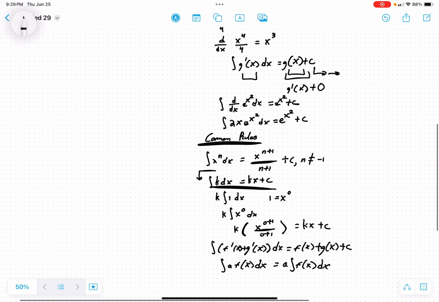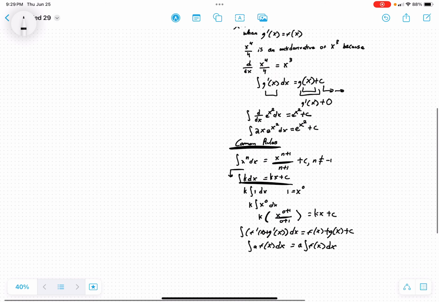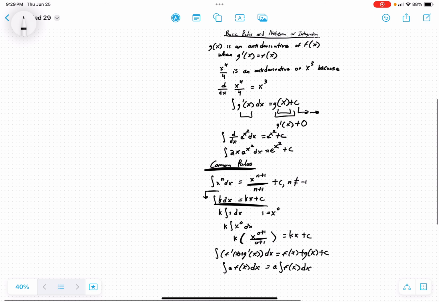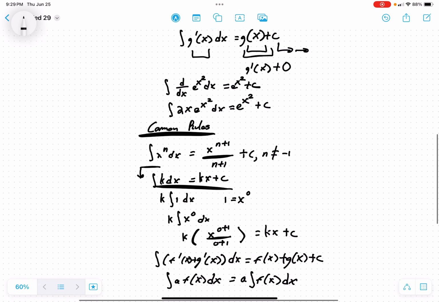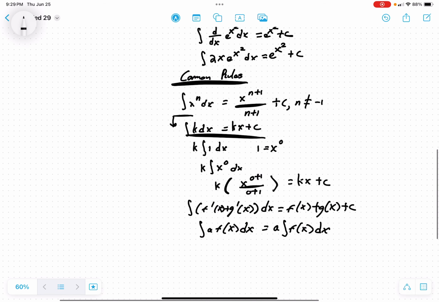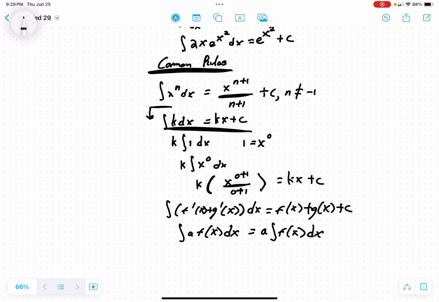So these are our common rules, and then we also talked about antiderivatives. And in the next video, we're going to do some examples of application of these common rules.